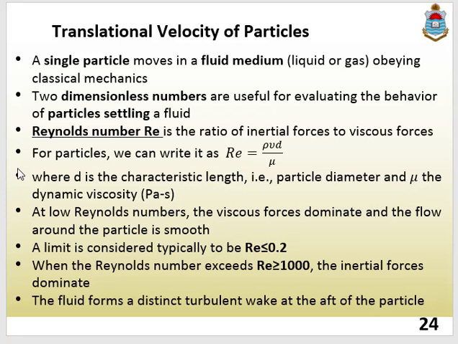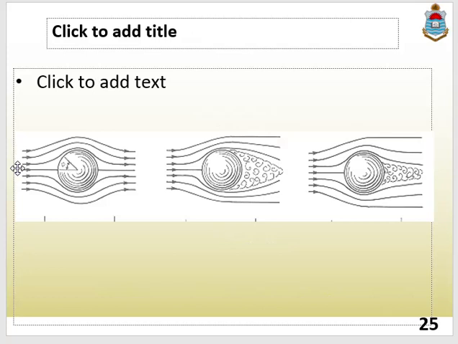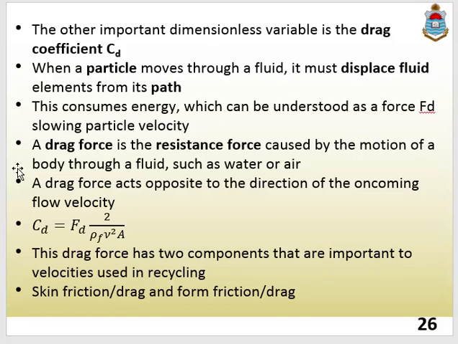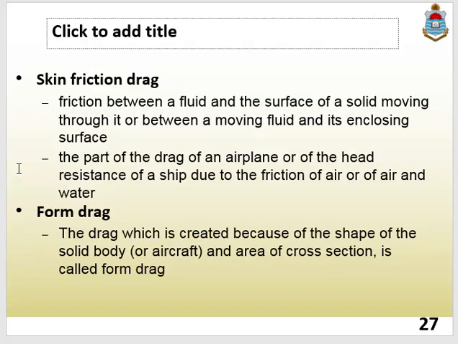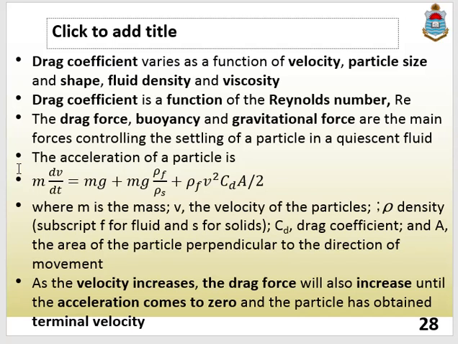Then we were discussing the translational velocity of the particles. We discussed Reynolds numbers and then the drag coefficient, how it is defined. Then we discussed two forms of drag, skin friction and form friction, and then we saw that the drag coefficient depends upon the velocity, the particle size, its shape, fluid density, and viscosity.